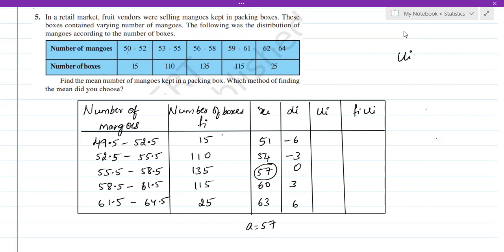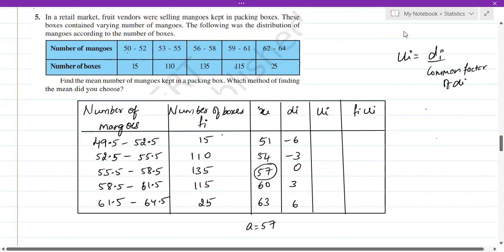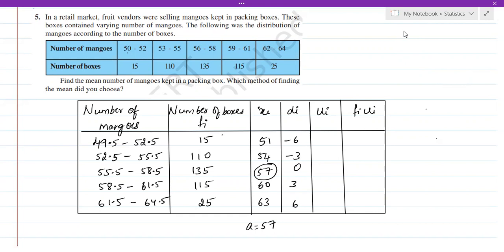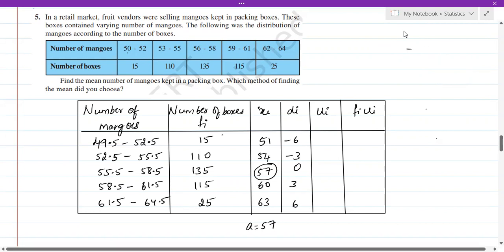What is ui? If you remember, ui is actually di by h, but instead of di you can also take the common factor of di. Now if you observe the di column, which is the number that divides all these? It is actually 3, right? Or even if you observe the class size, if you subtract the upper limit and the lower limit, 52.5 minus 49.5, you get 3. Most of the time we don't take the class size.